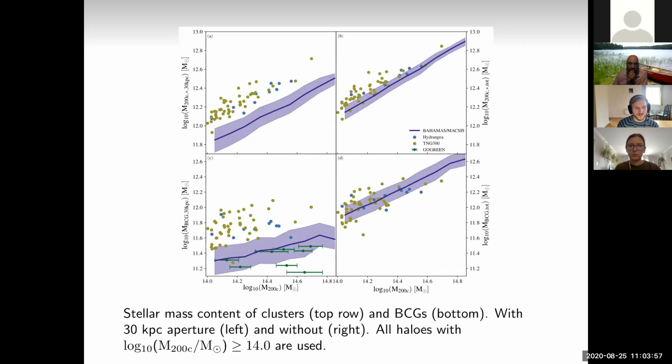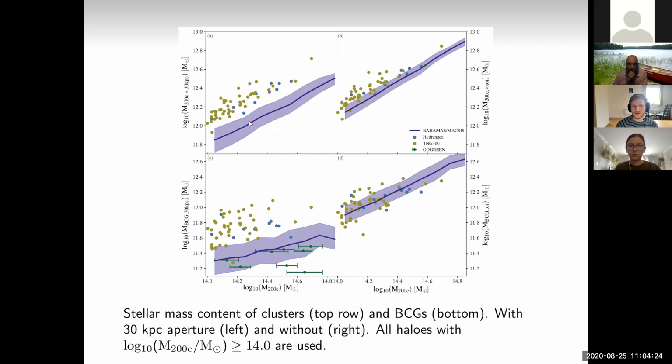Now let's look at the stellar mass to halo mass relation for 4 different scenarios. In the top, you have all of the stellar mass contained within R200 and as measured within 30 kiloparsecs, whereas on the right-hand side, you have the total measurement.